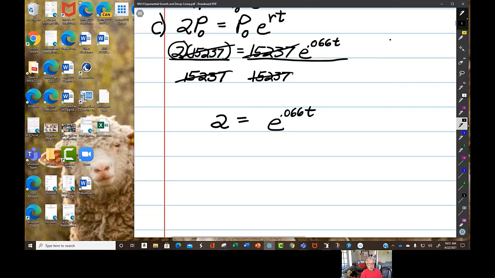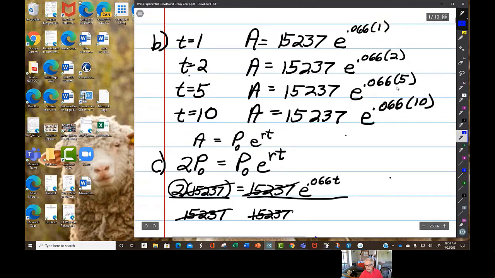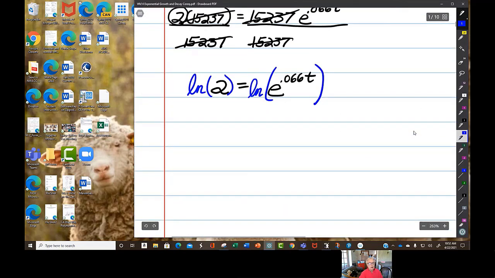Cool. All I need to do now is bring the t down, and only one thing will do that, and that's a logarithm. And the logarithm I choose when I'm dealing with an e is the natural logarithm, ln. So I'm going to take the ln of 2 and the ln of e to the 0.066t. Let me double check and make sure. 0.066, okay. Didn't want to get that wrong.